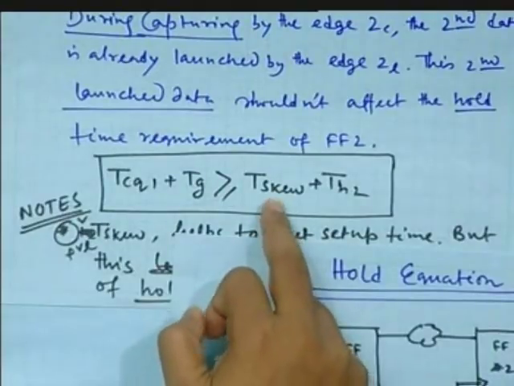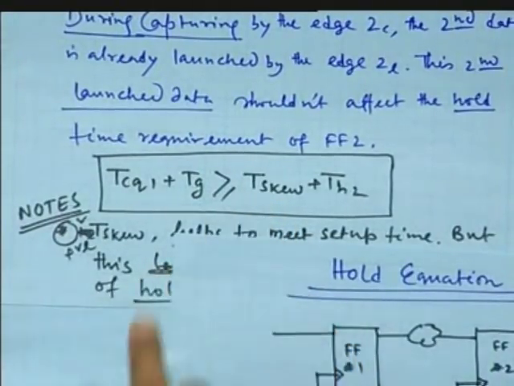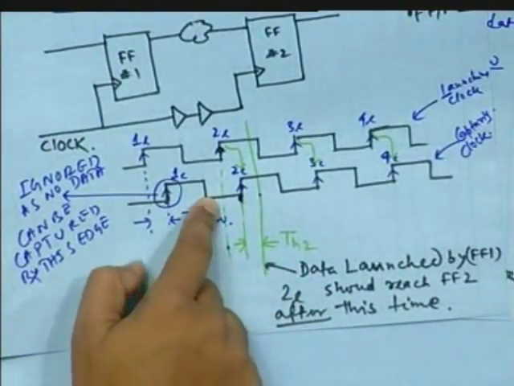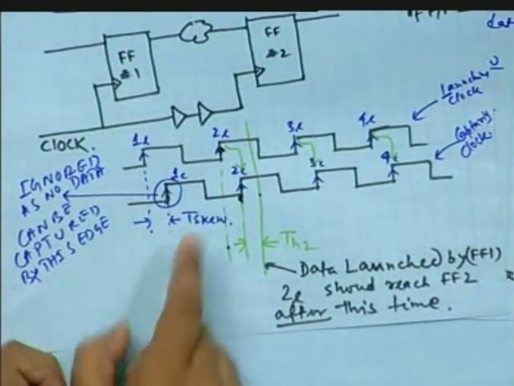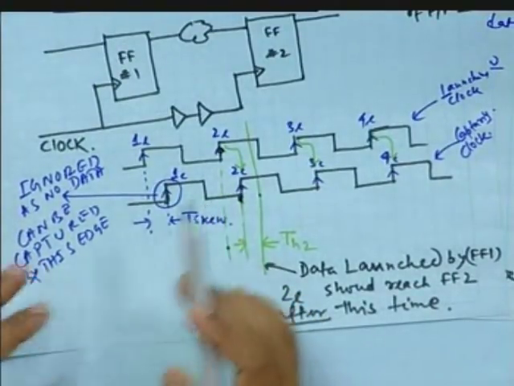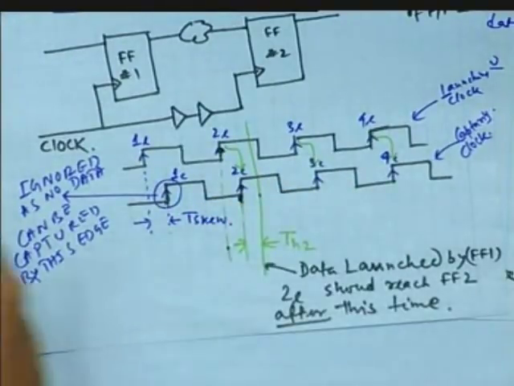I am assuming here TCQ is positive. If it is negative, you assume that the TCQ value is negative. If TCQ is negative, it is helping the hold. TCQ negative means what? This guy has come here before this fellow, right? This edge is before this edge itself. So there is less chance, less probability of hold violation, correct? If it moves towards the right, there is more chance of hold violation.